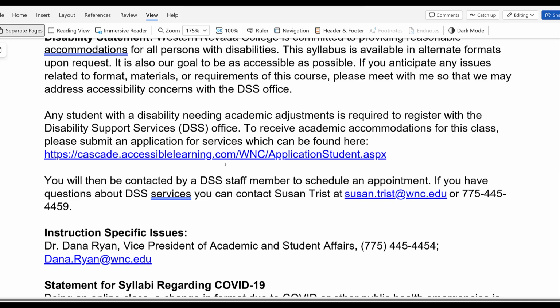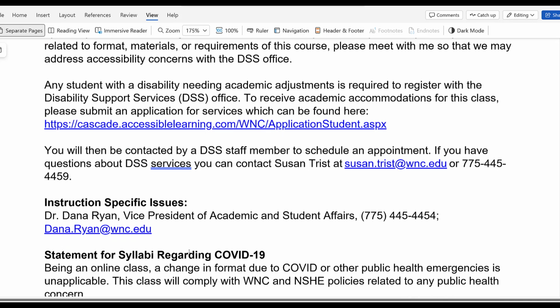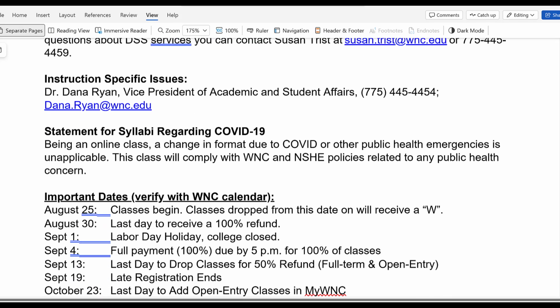Any student with a disability needing academic adjustments is required to register with the Disability Support Services office to receive academic accommodations for this class. Please submit the application there, and you will then be contacted by DSS staff. Schedule an appointment. If you have any questions about DSS services, you can contact Susan Trist, and there's her email address and phone number. Instruction-specific issues: Dr. Dana Ryan, Vice President of Academic and Student Affairs. There's her phone number and email address.